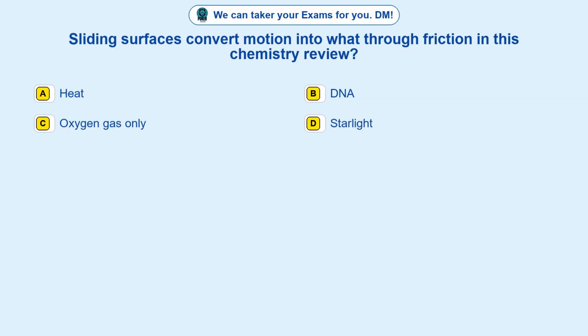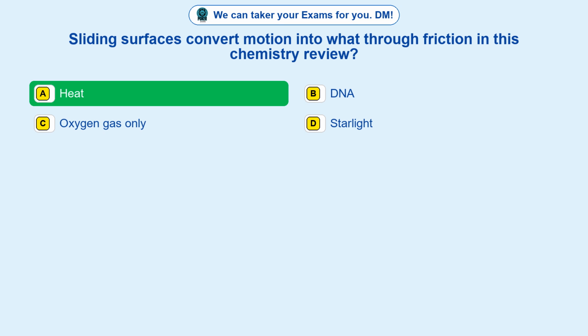Question 64. Sliding surfaces convert motion into what through friction in this chemistry review? Option A, heat. Option B, DNA. Option C, oxygen gas only. Option D, starlight. The correct answer is option A, heat.